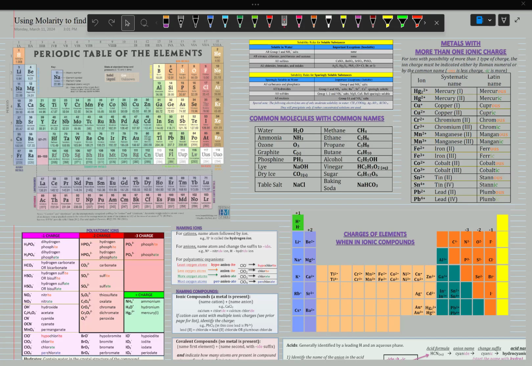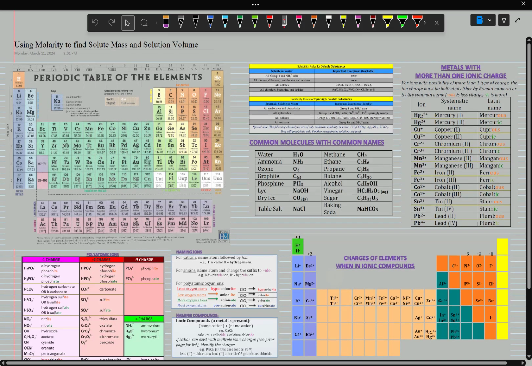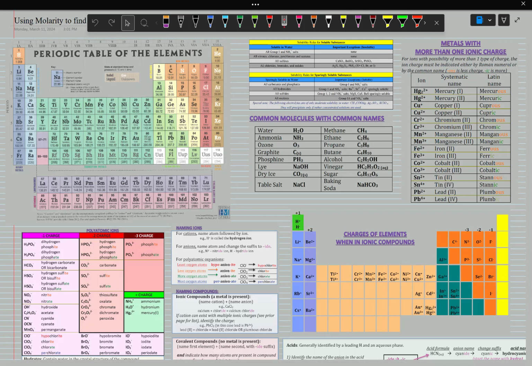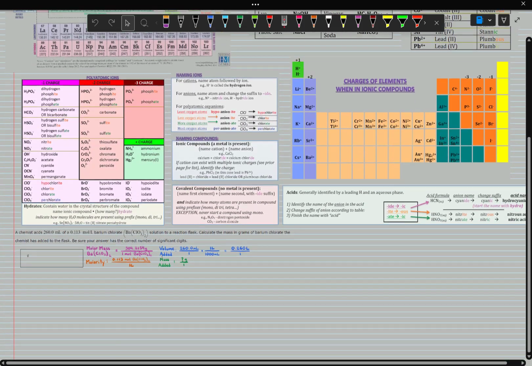Hello everyone. In this episode we are using molarity to find solute mass and solute volume. So it's more or less exactly the same as finding solute mass and solute volume through concentration or solubility. The only difference really is you have to find the molar mass.